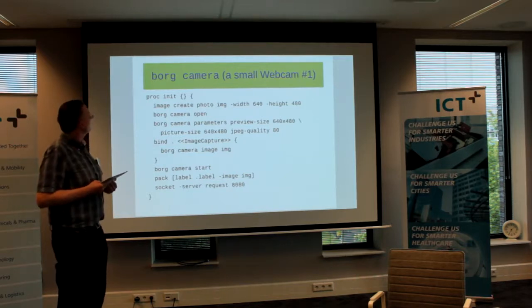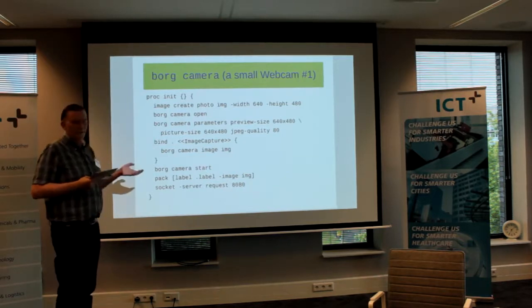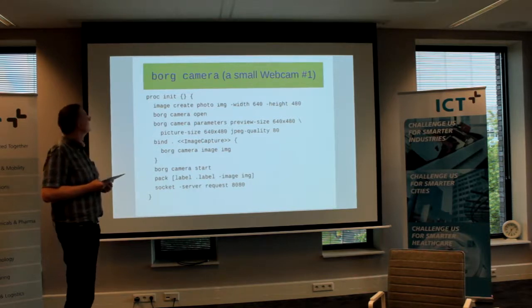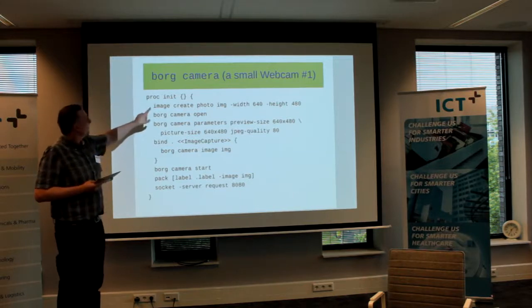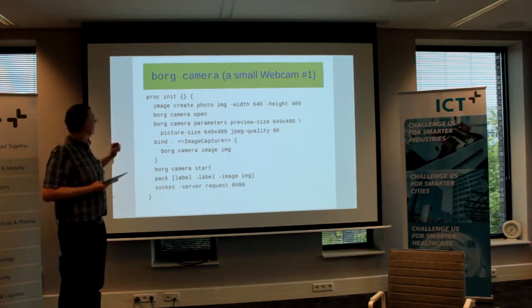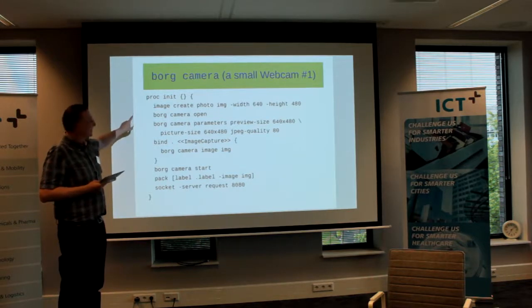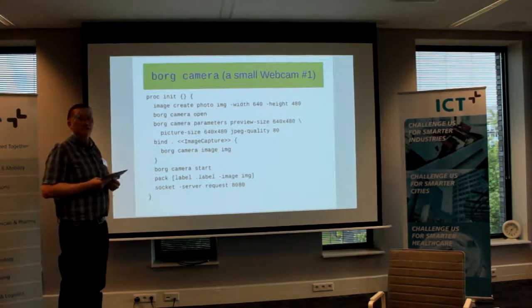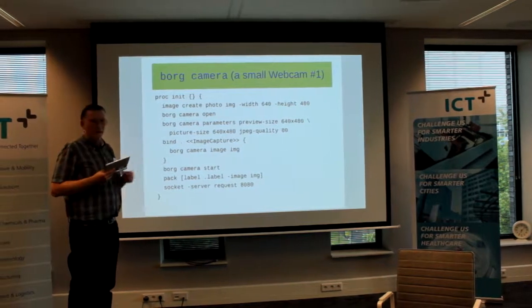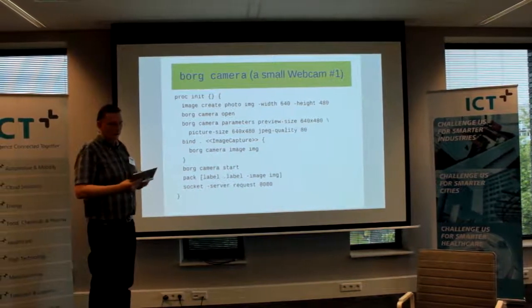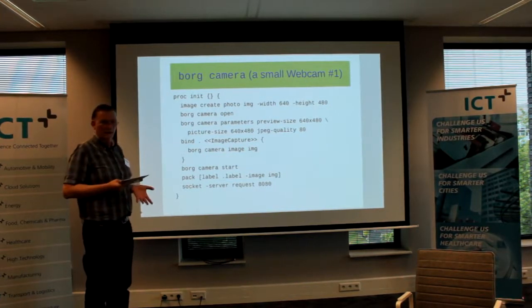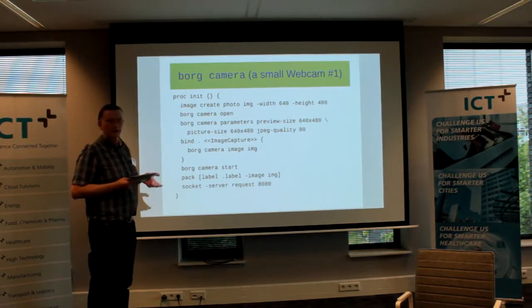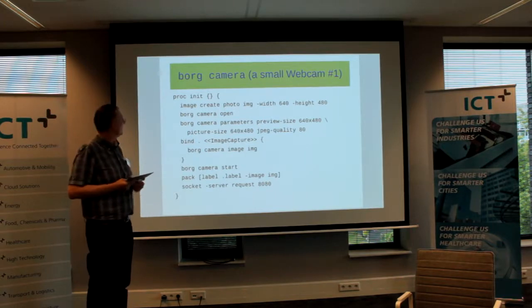Here's a small example. It's a webcam in, let's say, 40 lines of Tcl code. This is the initialization. We create a photo image with a known width and height. We open a camera. Camera 0 is normally the back-facing camera. Camera 1 is the front-facing if you have a device with two cameras. Otherwise, it depends. Some devices have only a front camera, then camera number 0 is the front-facing camera.